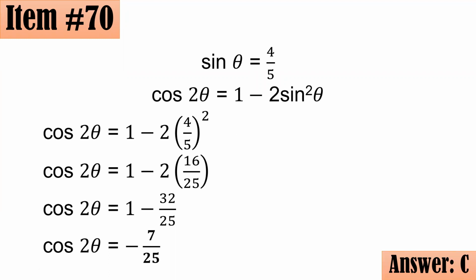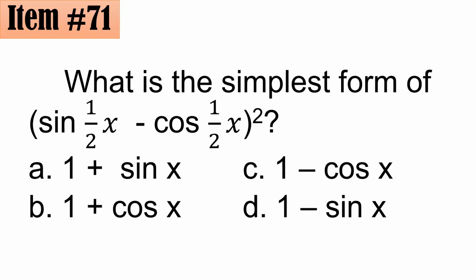All right, so I think we have a few people so far who commented letter C, but it's okay. Maybe others are just shy to comment down their answers. Okay, I hope you got it. 71. What is the simplest form of sine 1/2 x minus cosine 1/2 of x quantity squared? Is it 1 plus sine x, 1 plus cosine x, 1 minus cosine x, or D, 1 minus sine x? Okay, I see a lot of these.